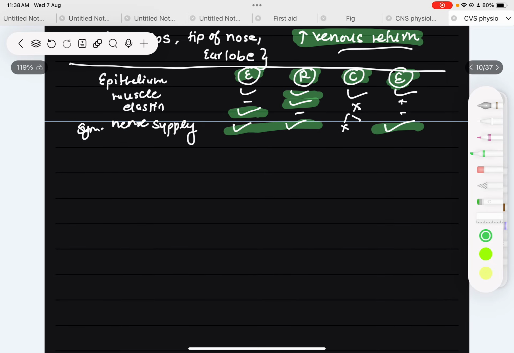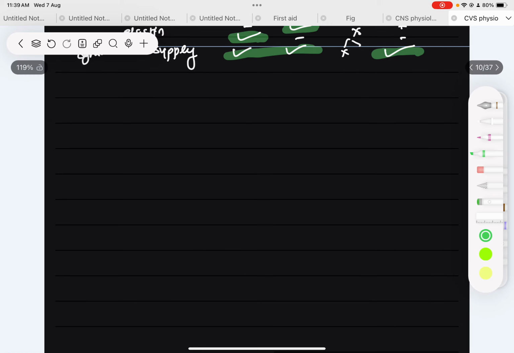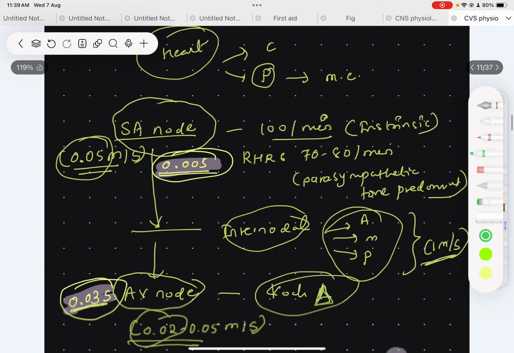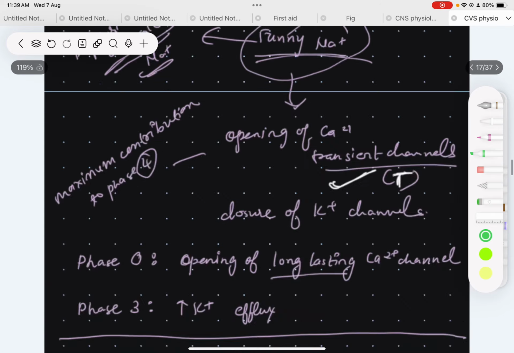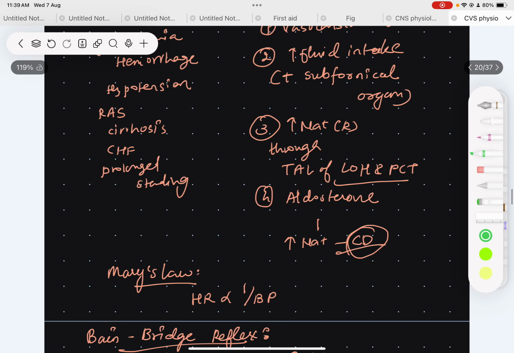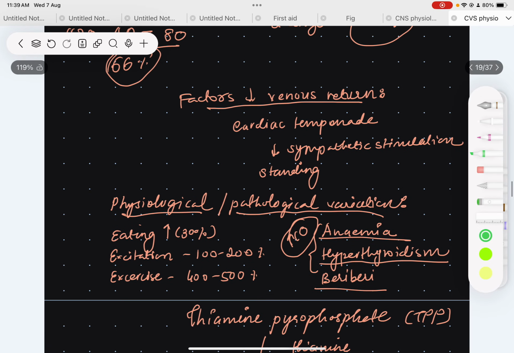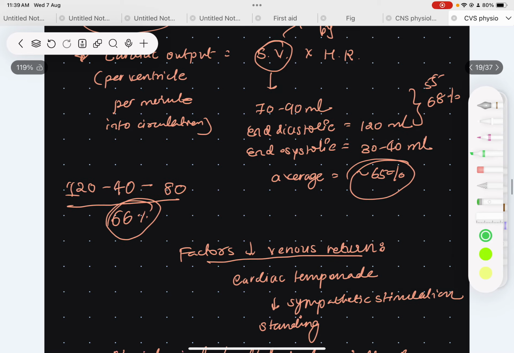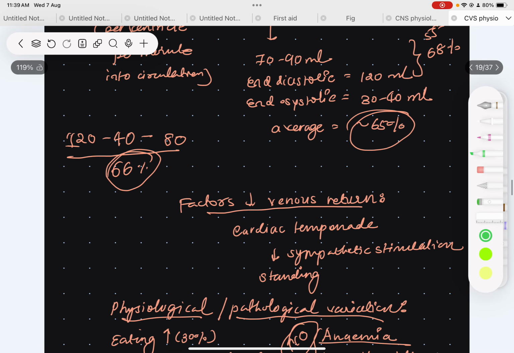So this was about the structure of blood vessels, and if they are going to contract or dilate, what will be the effect on blood pressure. We have understood the concept of the blood vessel, and the various factors that are going to affect it. Now the regulation of blood pressure. So first let's see the factors that are going to determine the venous return.